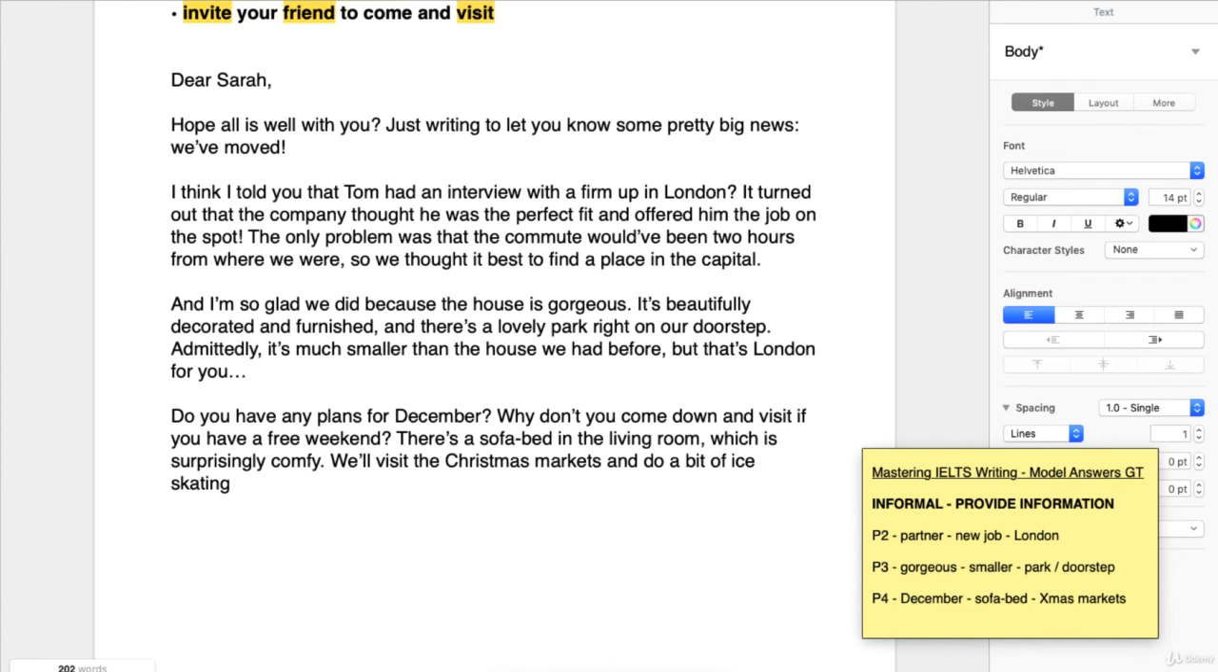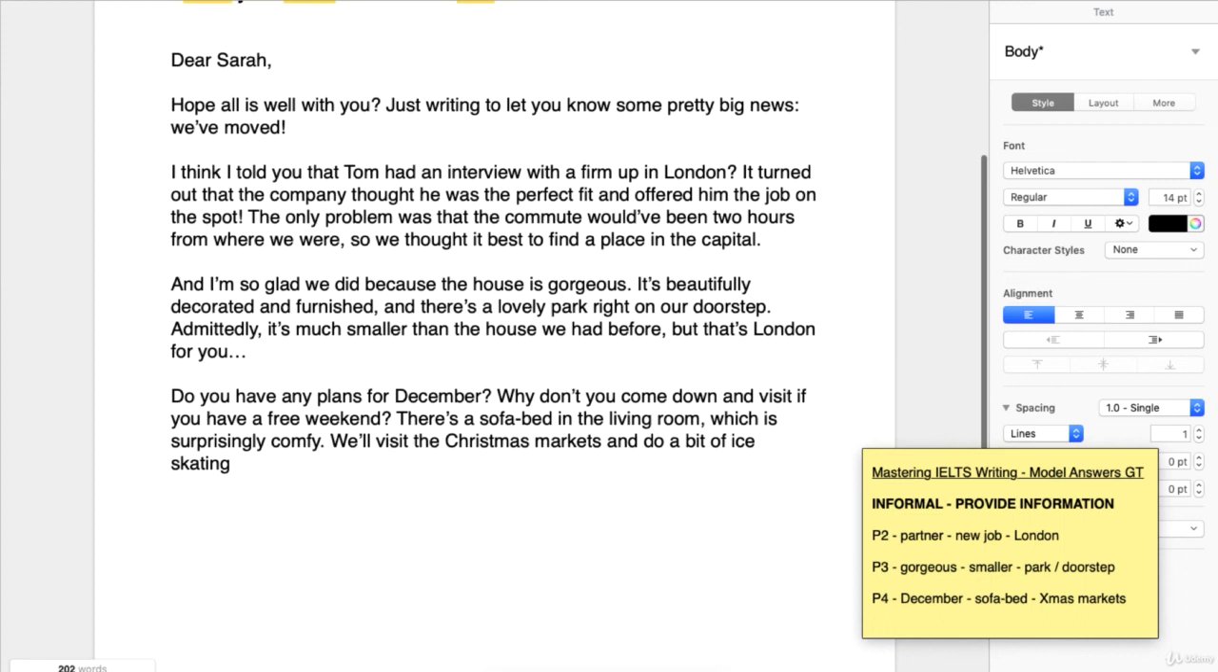This is quite nice to do. Do a bit of ice skating. Do a bit of shopping. Do a bit of wandering around, do a bit of hiking, whatever it is. It sounds much more colloquial, much more informal, chatty, conversational, relaxed.